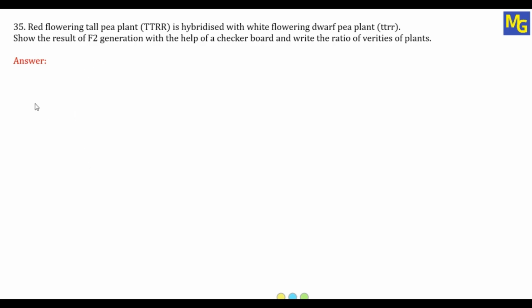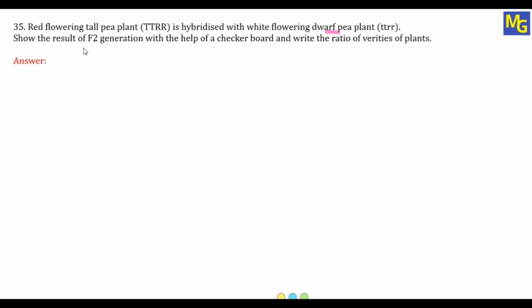So now we will see the next question, that is question number 35. Red flowering tall plant, that is capital T, capital T, capital R, capital R. So here we have 2 characters, that is 2 traits. One is color of the flower and second one is height, that is tall. Is hybridized with white flowering dwarf pea plant. So another color is white for the flower and height is dwarf, that is small t, small t, small r, small r. So remember, red and tall is the dominant character, white and dwarf is the recessive character.